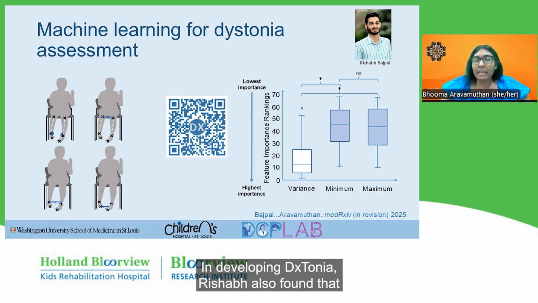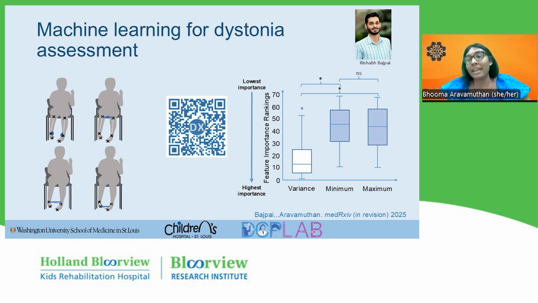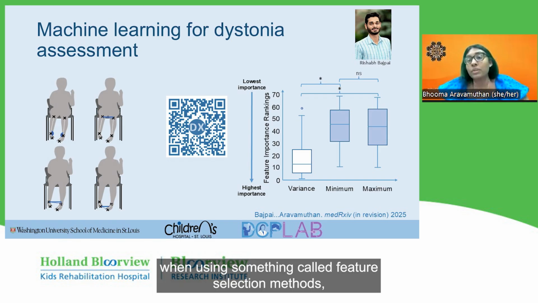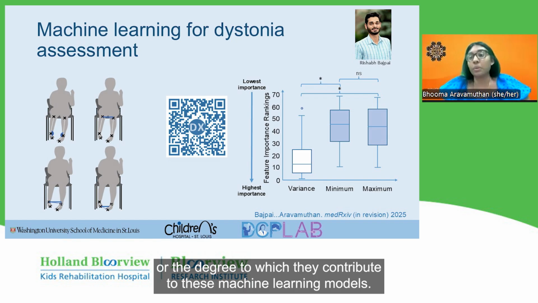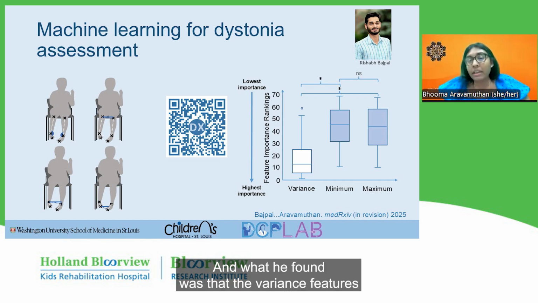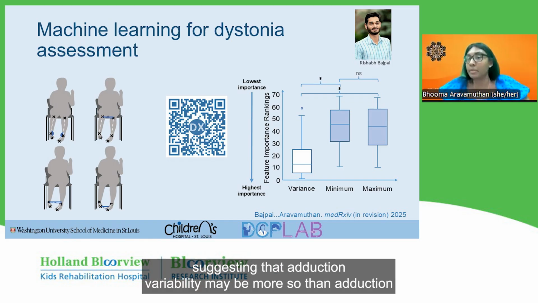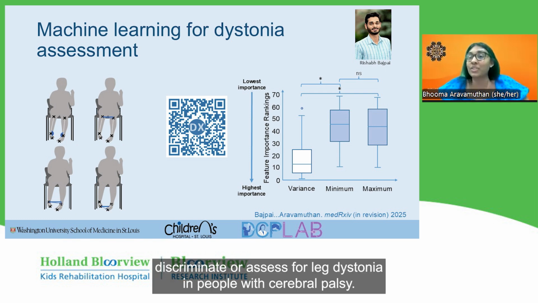In developing dystonia, Rishabh also found that although adduction amplitude and variability metrics were in aggregate useful for discriminating during a seated hand open close task, when using something called feature selection methods, you can rank these features based on the importance or the degree to which they contribute to these machine learning models. And what he found was that the variance features had a significantly higher importance than the amplitude features, again suggesting that adduction variability, maybe more so than adduction amplitude, is contributing to how we can discriminate or assess for leg dystonia in people with cerebral palsy.